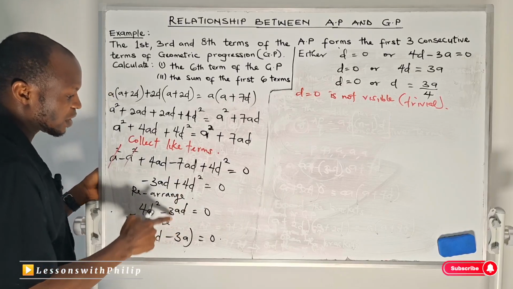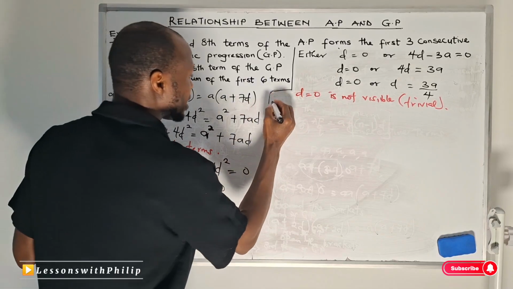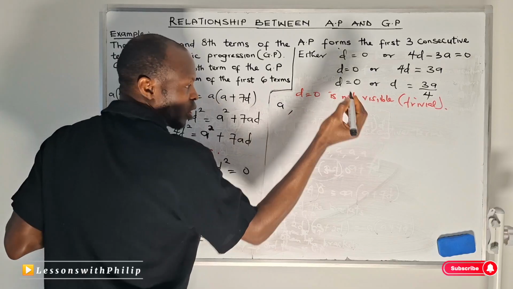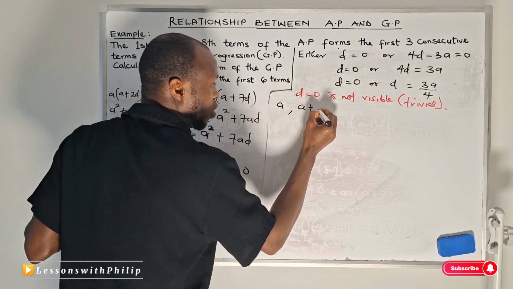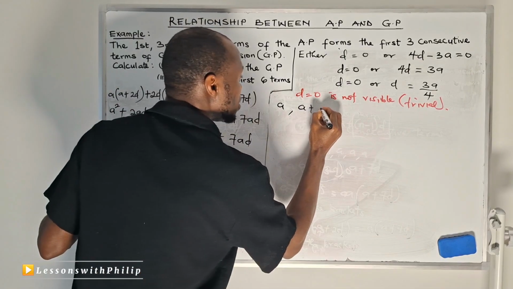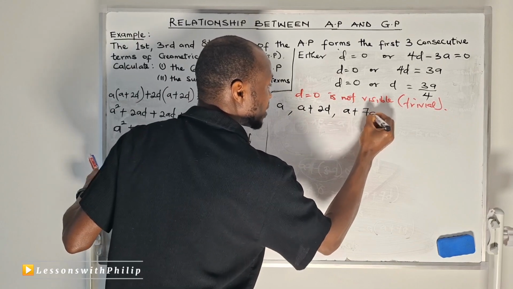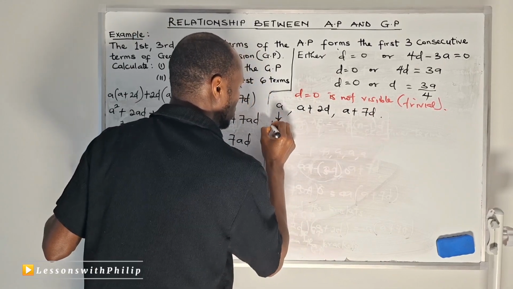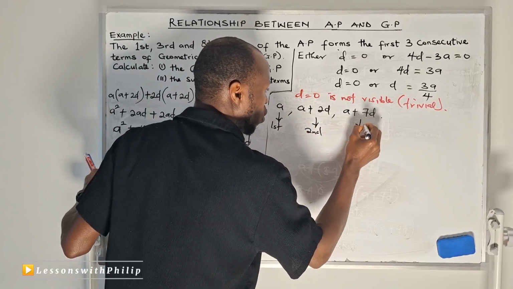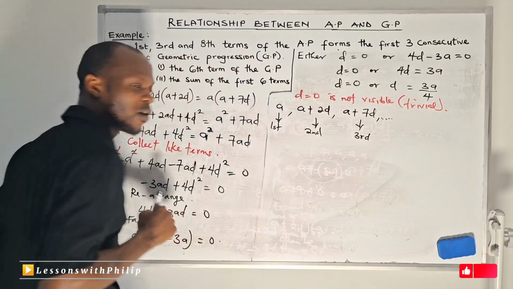We have gotten our first term in the formula. We have said our first term is A in the GP. The sequence is A. The second term is A plus 2D, and the third term is A plus 7D. This is first of the GP, this is second, this is third. Now we have to find the sixth term of that GP.